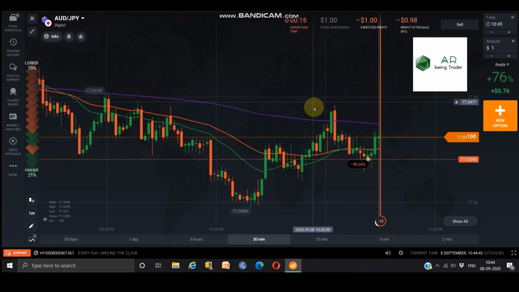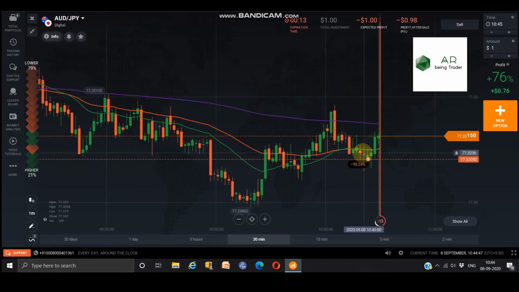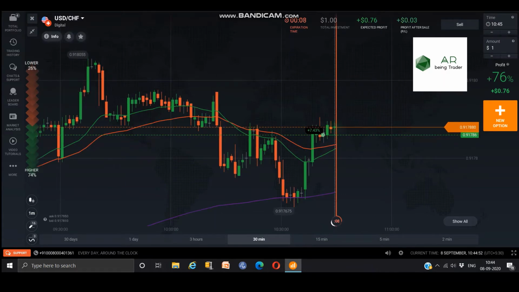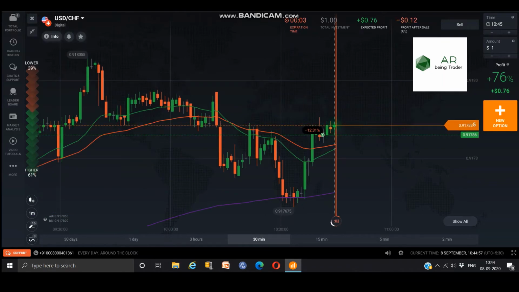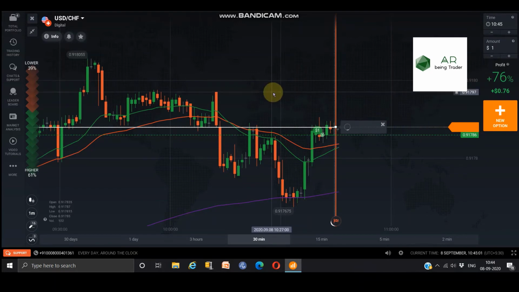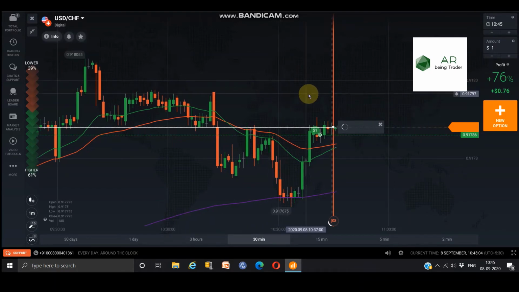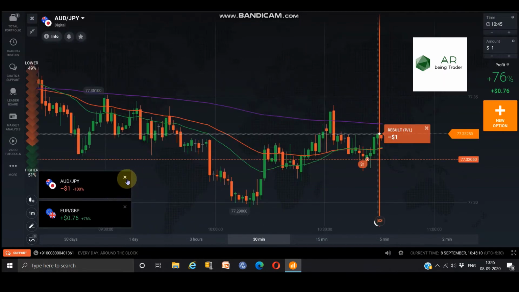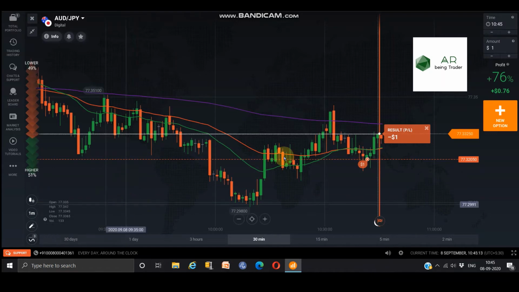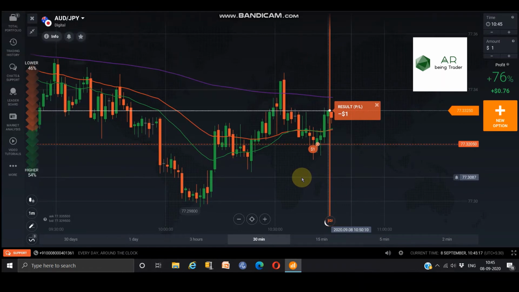We might lose this, no problem. I placed three trades, and we won two out of three. I don't know why the market went like this. Actually, I might have missed something.